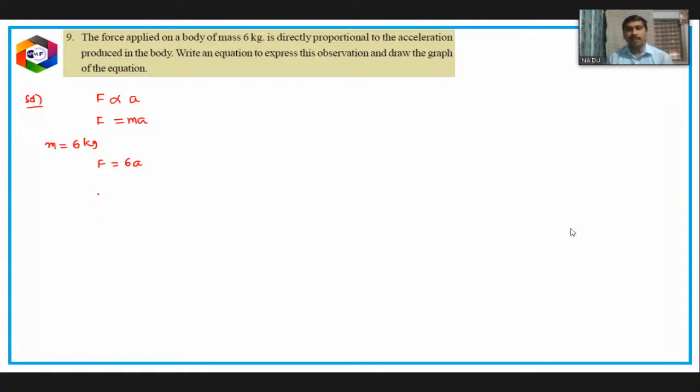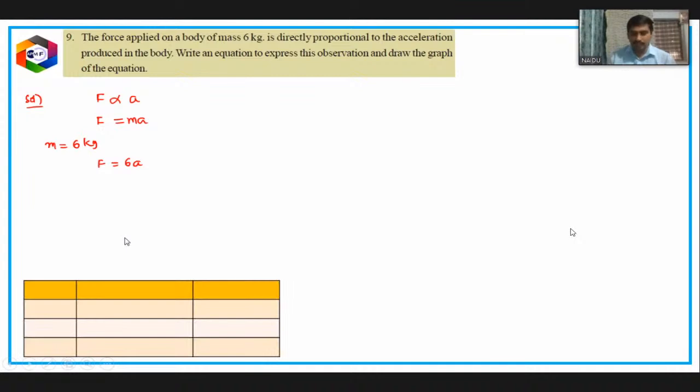Now again to this equation we have to draw a graph. Before that we need the points. So this is the equation, children. Here F is equal to 6A. So the first variable I am taking as A, and the second one is F, which is equal to 6A, and this is A comma F, which will be the coordinate. Yes, children, I think it is clear.